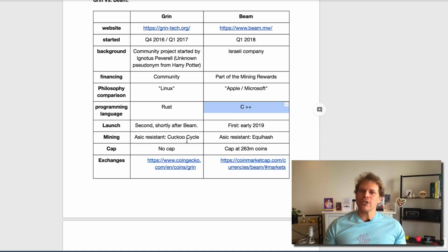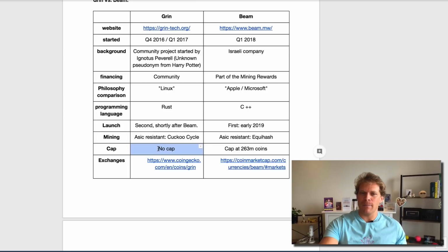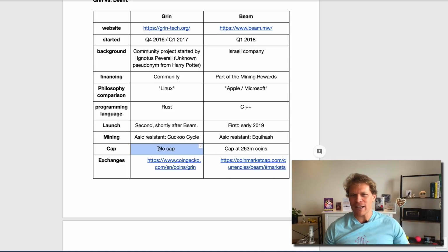Forget that. But they're ASIC resistant, so there's no application-specific hardware. And yeah, we're going to do a separate video on whether this is good or bad, but this is very, very important. A big difference, obviously, aside from being community versus company, is the cap. Grin doesn't have a cap. It has an asymptotic approach to an amount, but it doesn't really have a cap.